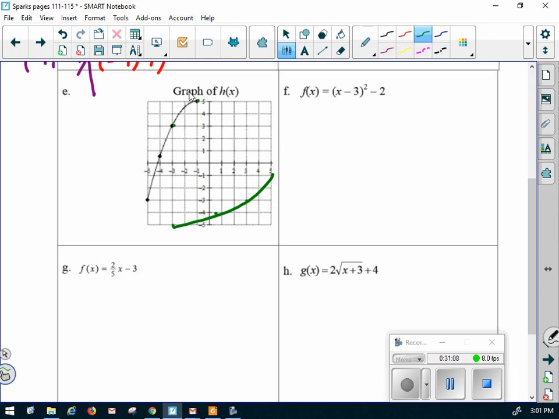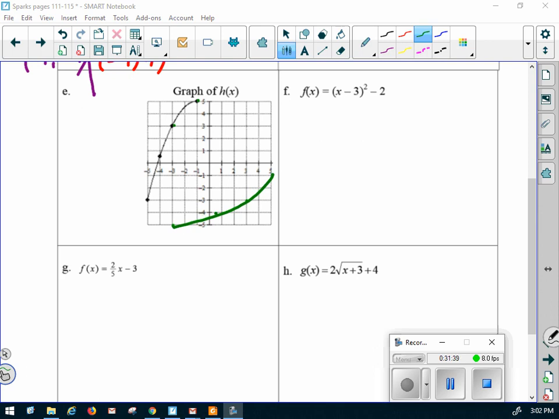Is it safe for me to assume that you remember how to do the process of finding the inverse? Can you do the swap x and y and solve for y? Okay, because I know you beat that to death in Algebra 2, didn't you? Two years. Oh yeah, you did.